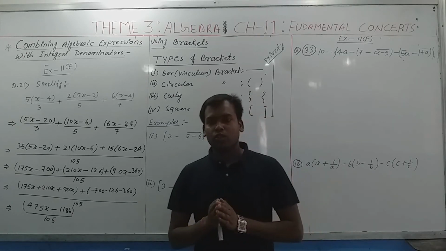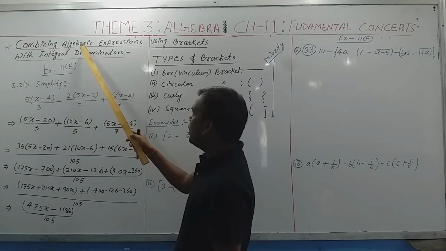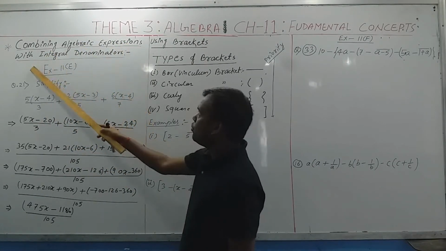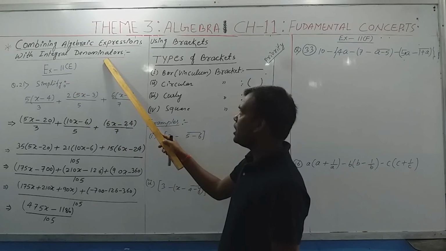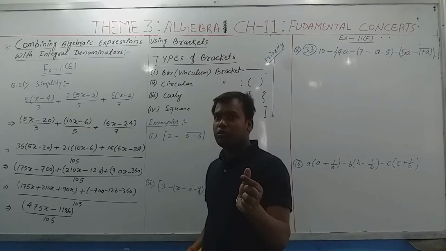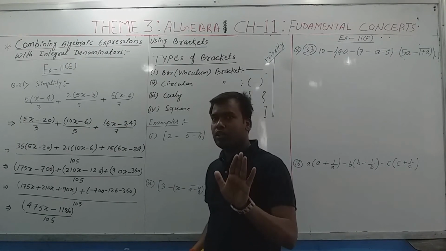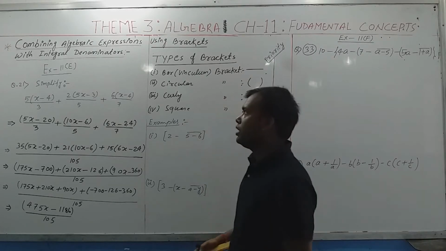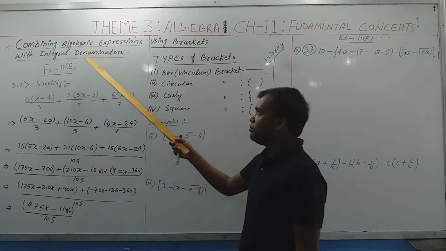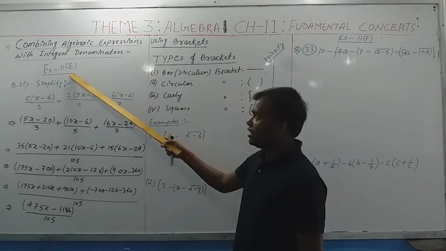So now the first topic is combining algebraic expressions with integral denominators. What does integral mean? It means the denominators are integers like 2, 3, 4, 5, 7. So let me consider one example from exercise 11A.